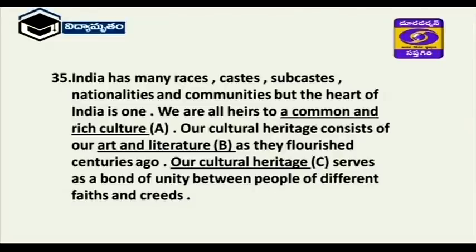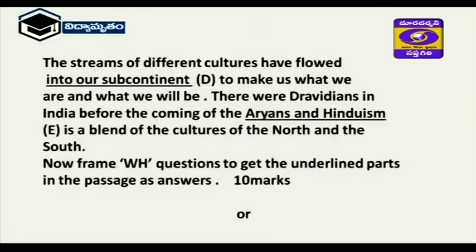Next comes question number 35. India has many races. Here these two are newly introduced questions. The first one is a passage in which 4 lines, phrases, sentences, or sometimes words are underlined, and you have to go through the passage thoroughly. You should understand what the underlined part is meant for. Then you can frame the WH questions. For those 5 underlined parts, you have to frame 5 relevant questions. That means those underlined parts should be the answers for the WH questions that you frame. That is the intention, and it is for 10 marks.